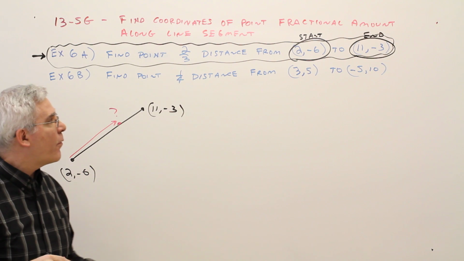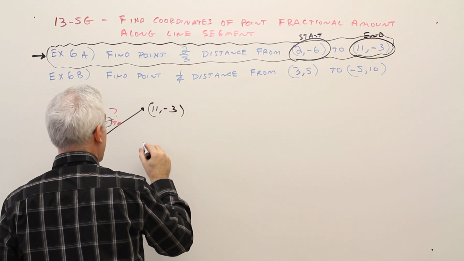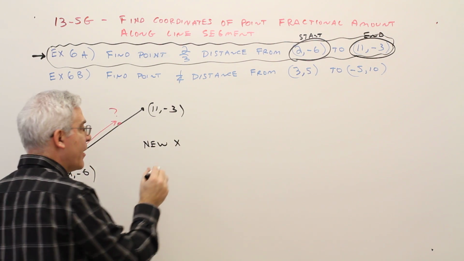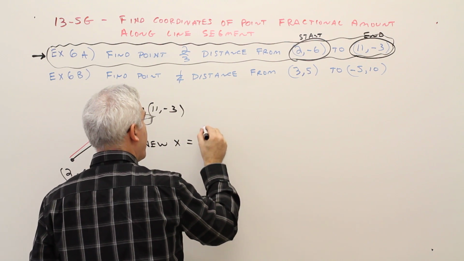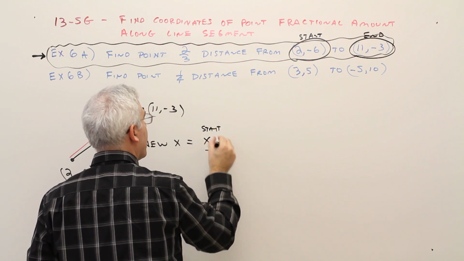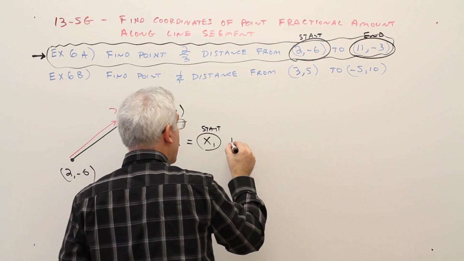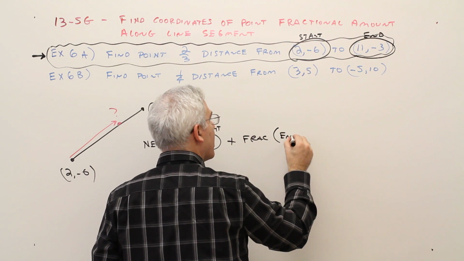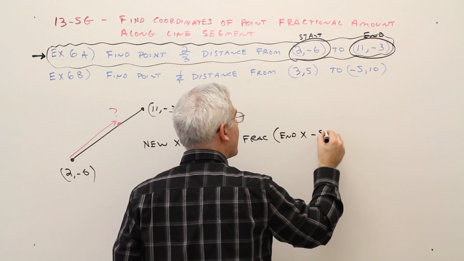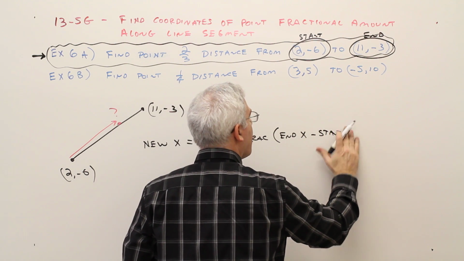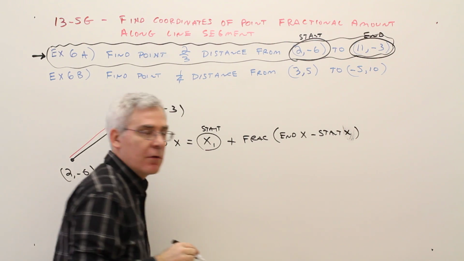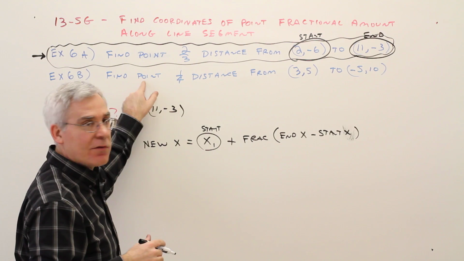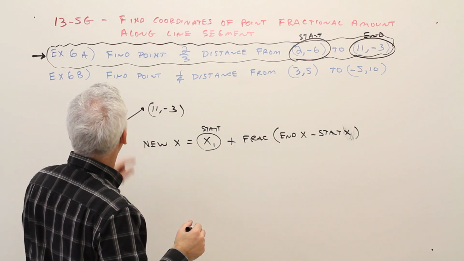Okay, so remember the formula. The new x coordinate equals the starting x coordinate plus the fractional amount times the ending x minus the starting x. It's very important, end minus start. That'll help keep your signs correct, especially in the second example.